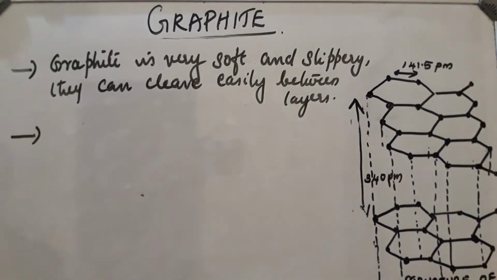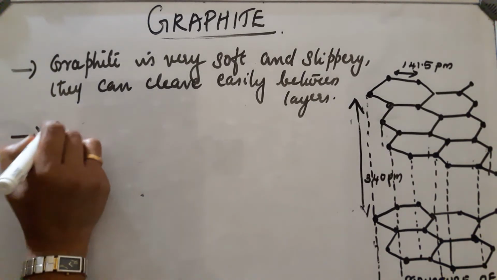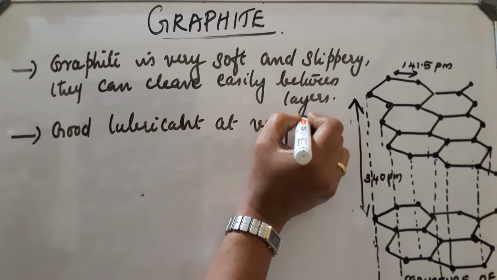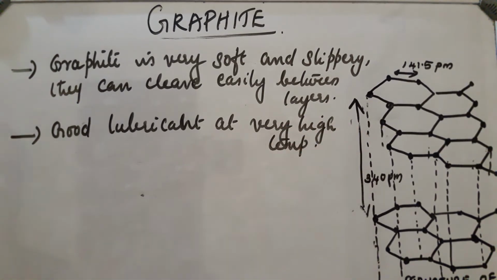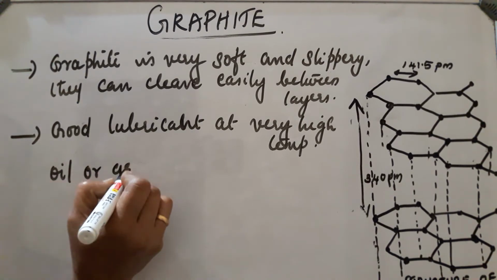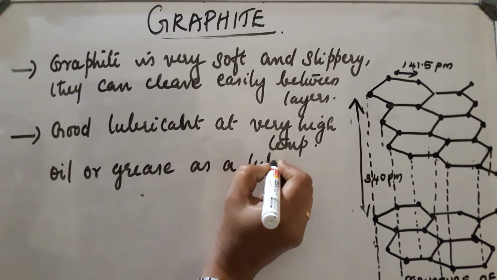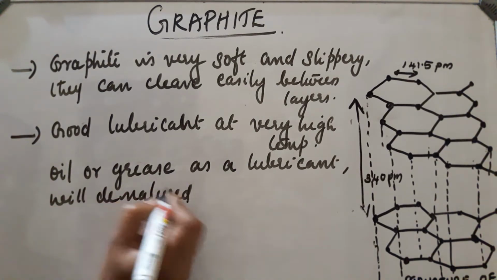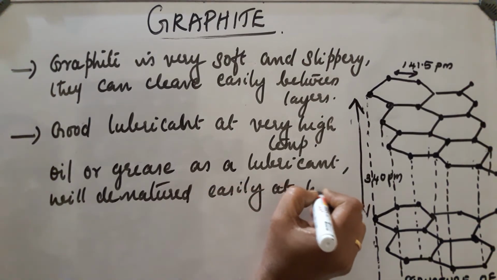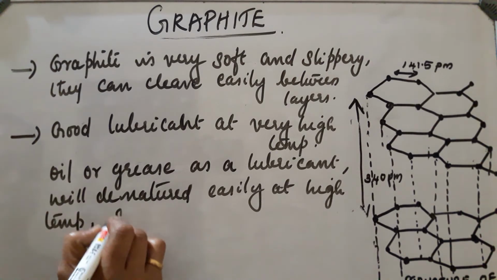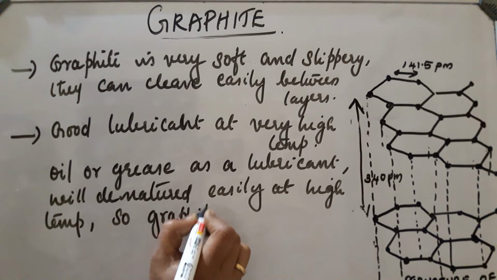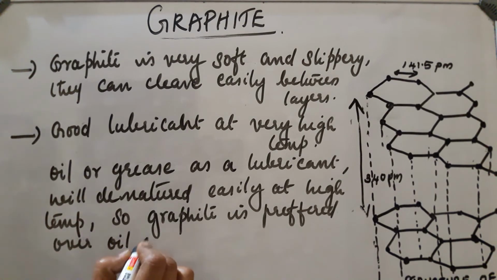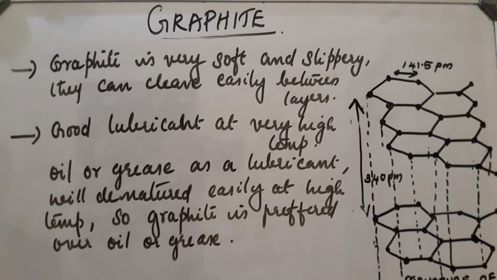So graphite is used as a good lubricant at very high temperature. But in the case of oil and grease, which are used as lubricants, they get denatured easily at very high temperature. So graphite is preferred over oil or grease as a lubricant.